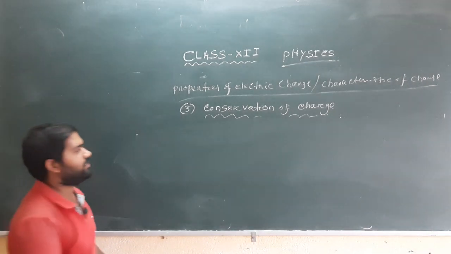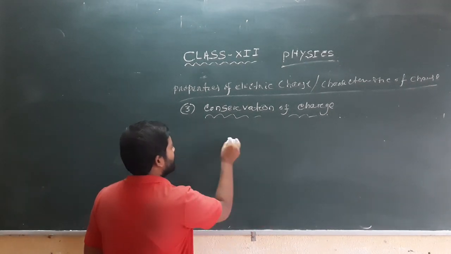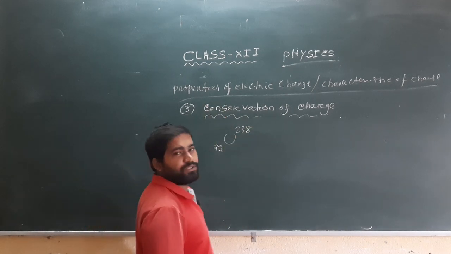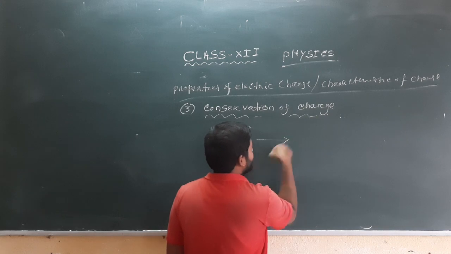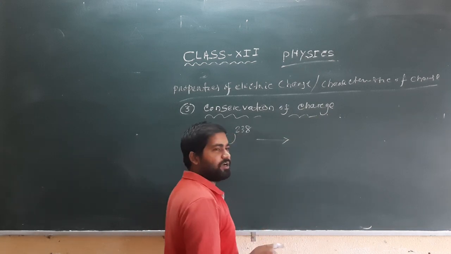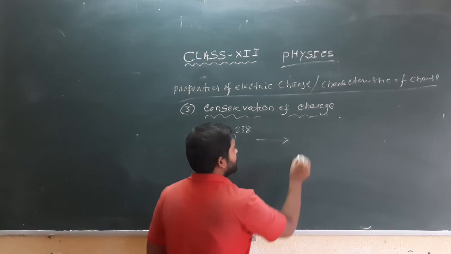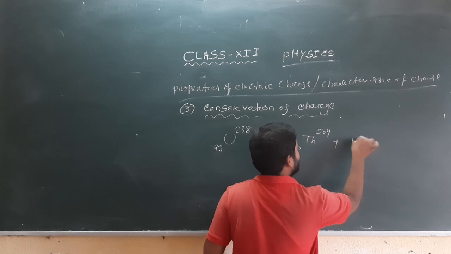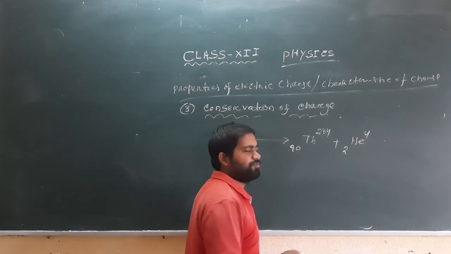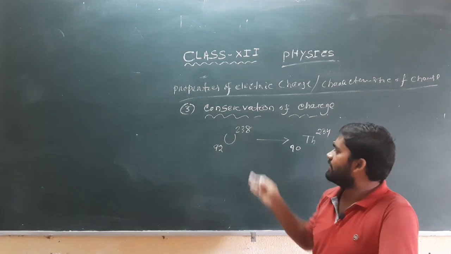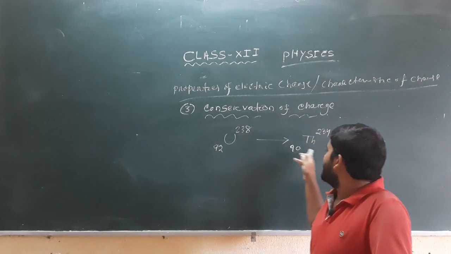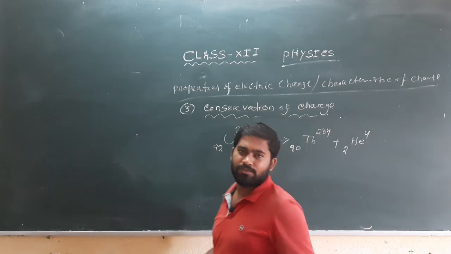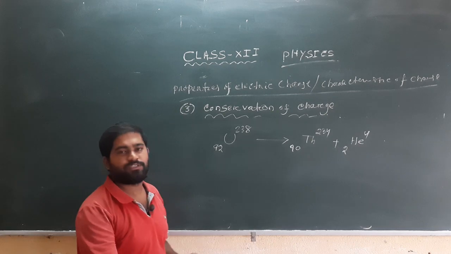In case of fission of a uranium nucleus, we find when U-92-238 breaks, as it is an unstable nucleus, it gives thorium-90-234 plus a helium nucleus, He-2-4. So when we break a uranium nucleus, it converts to thorium and helium. In such a nuclear reaction, we say it satisfies the law of conservation of charge.